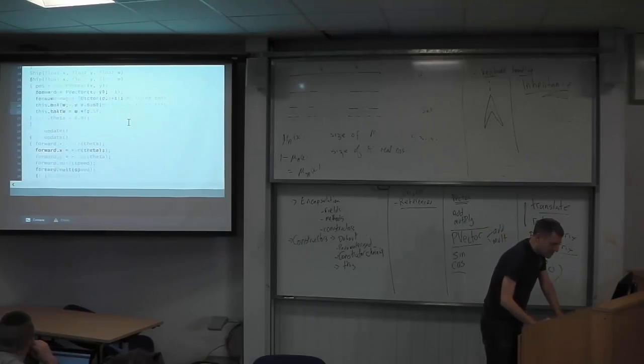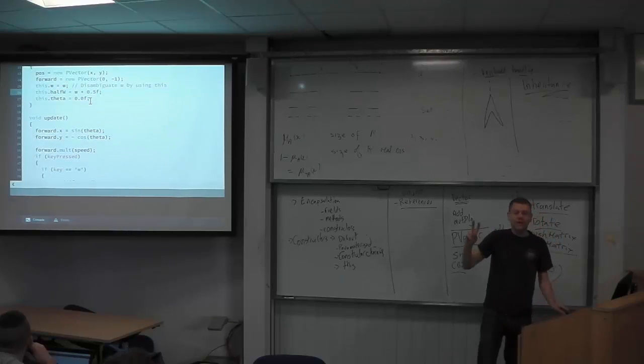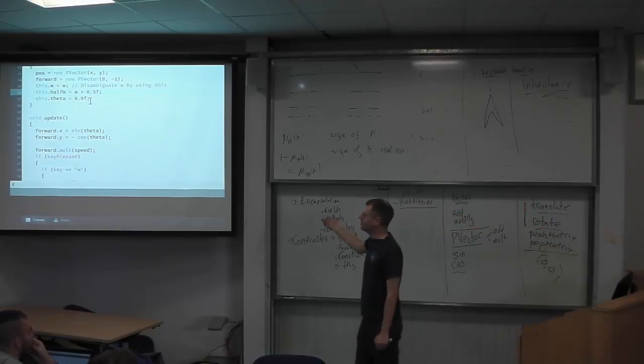These are just methods here. So I've got an update method, and I have a render method on this object. So that means that every ship can do 2 things. It can update itself, and it can render itself.